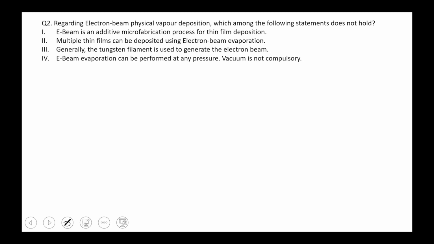So the fourth one is wrong. I asked which does not hold. The fourth one is wrong. Why? It is written that vacuum is not compulsory. Vacuum is required, for example, for physical vapor deposition. We should do some vacuum. So what is its meaning?